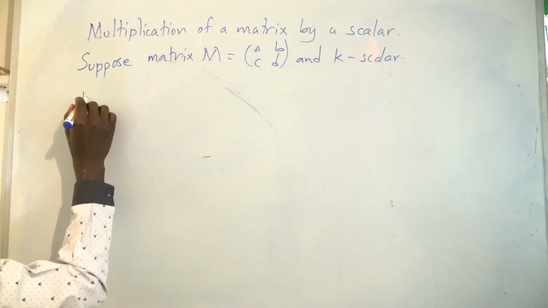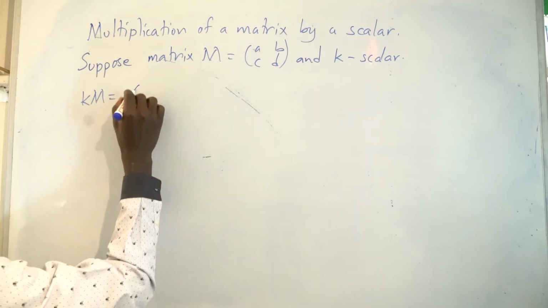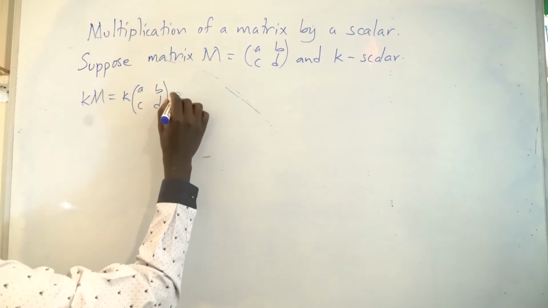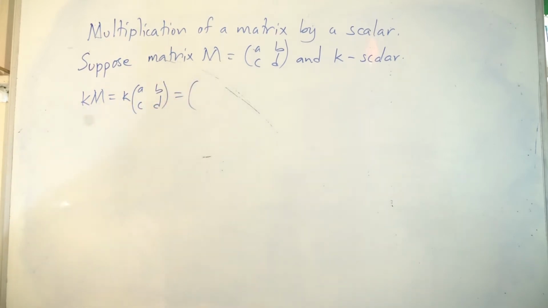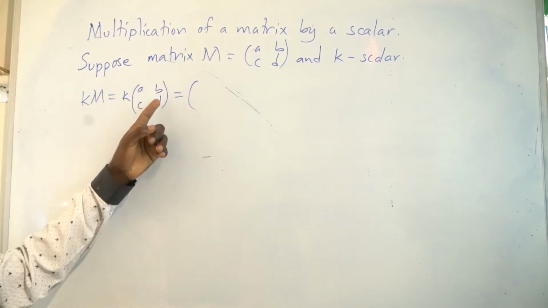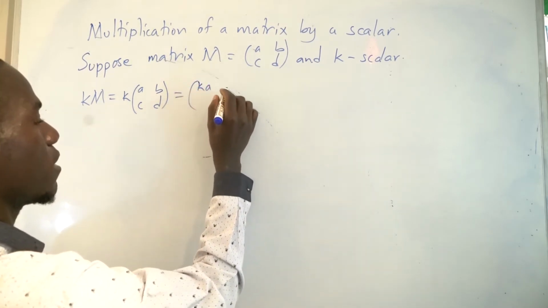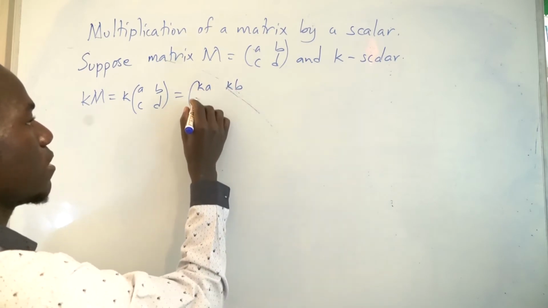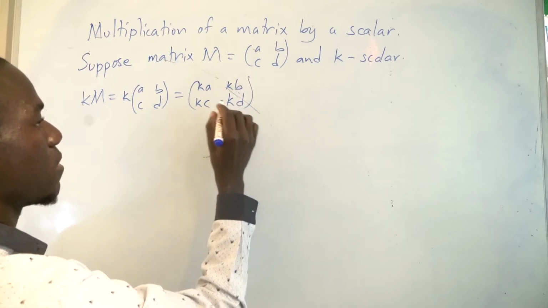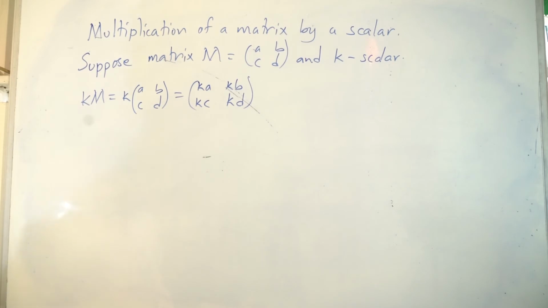So if I want K times M, first of all I'm going to substitute my matrix M, A, B, C, and D. Then we are going to multiply this scalar in every element that is inside the matrix. That is, the K is going to multiply the A, the B, the C, and the D. So my K times M is that one there.